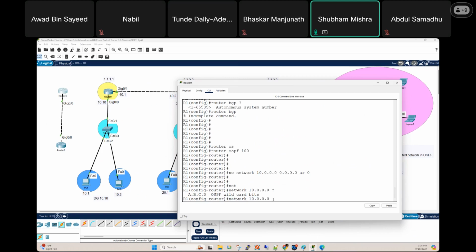10.0.0.0. Does this belong to class A, B, or C? Who can tell me? Class A. What will be the subnet mask? 255.0.0.0. Yes.